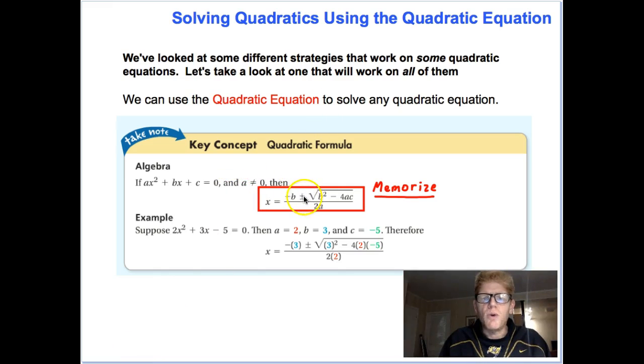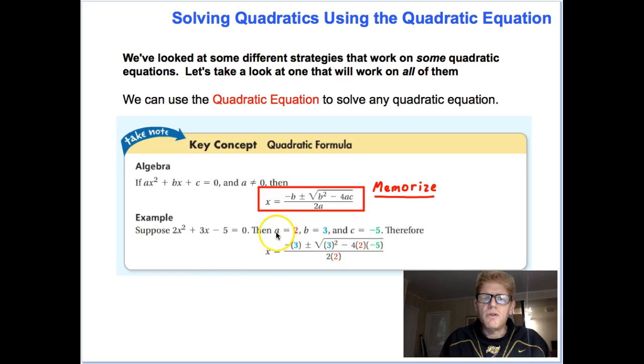Right here is our quadratic formula. If ax squared plus bx plus c is equal to 0, and we know that a is not equal to 0 because if a were equal to 0, we'd no longer have a quadratic, then we can use this formula, the quadratic formula, to solve any quadratic equation. So I want you to go ahead and memorize this. Write it out a few times, do whatever you need to make sure you have it memorized.